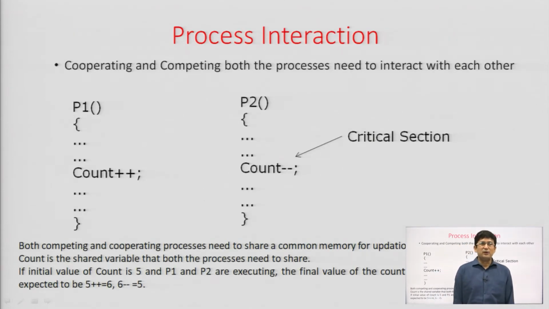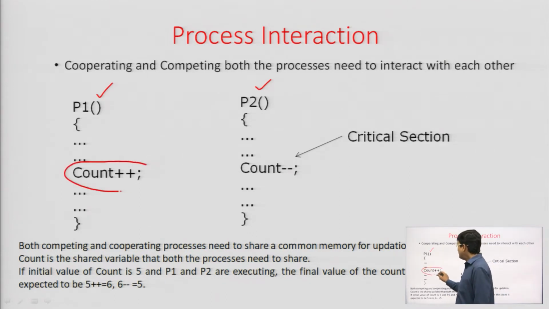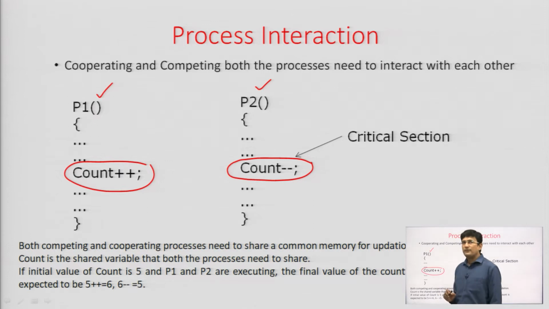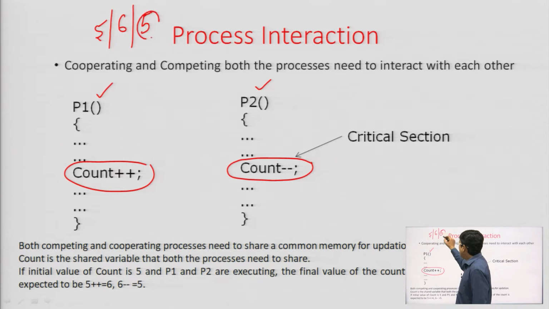Now, we have taken an example of two processes, P1 and P2. In the code of the P1 process, we are somewhere incrementing the common variable count, and in the code of P2, at some place we are decrementing the count. So, the increment and the decrement of count are accesses to, or modifications of, the common variable. We cannot allow these two operations to go in parallel. If P1 runs, then P2 runs, and the initial value of count is 5, P1 will make it 6, then P2 will make it 5. So, the final value expected from these two processes is 5.